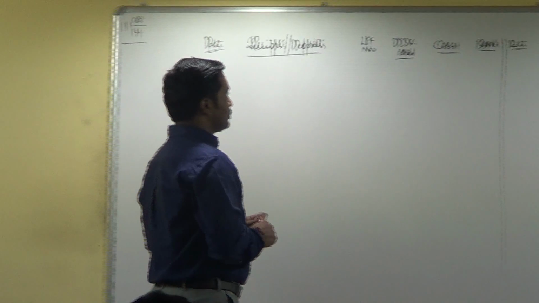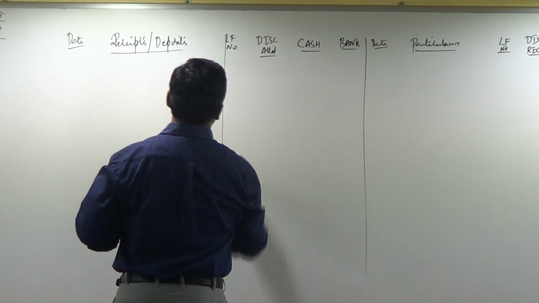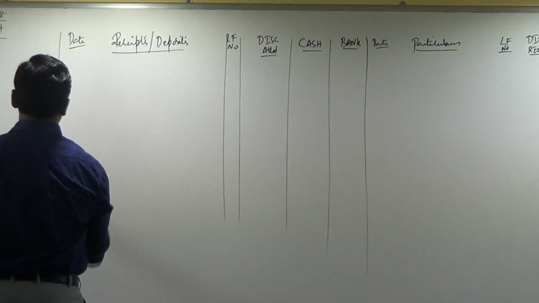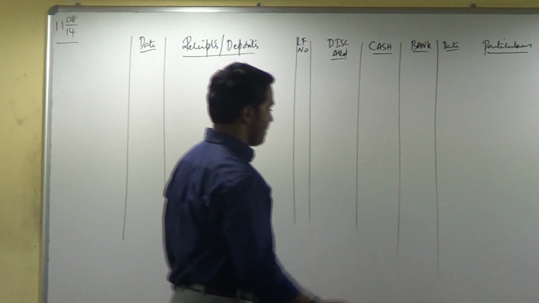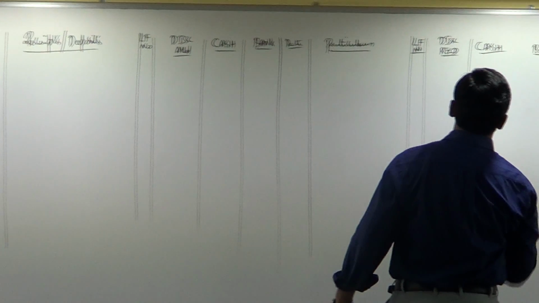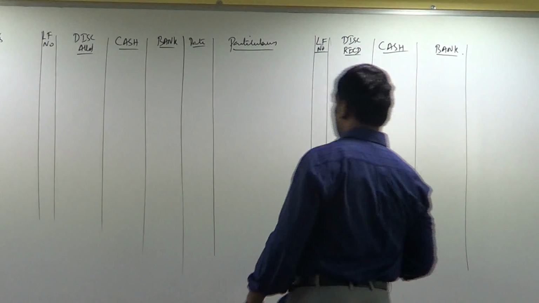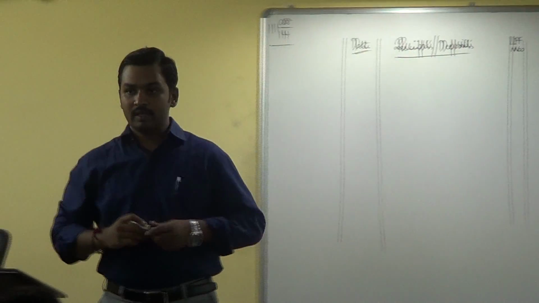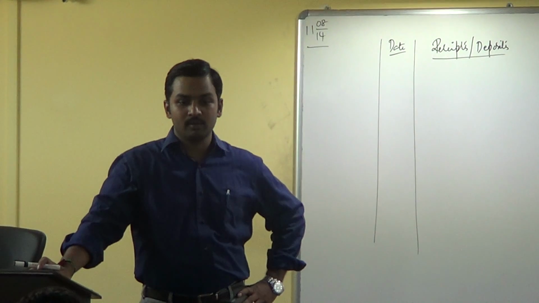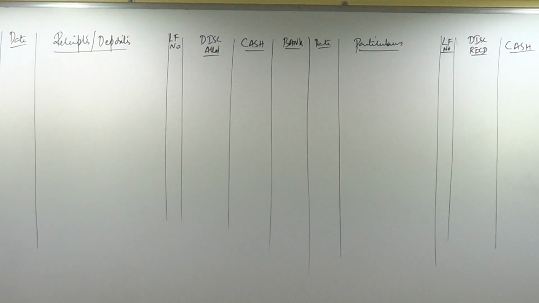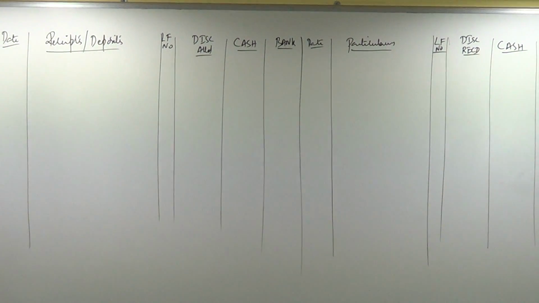So this is the triple column cash book. Prepare the format, start doing the problem. Manoj, you are able to follow?